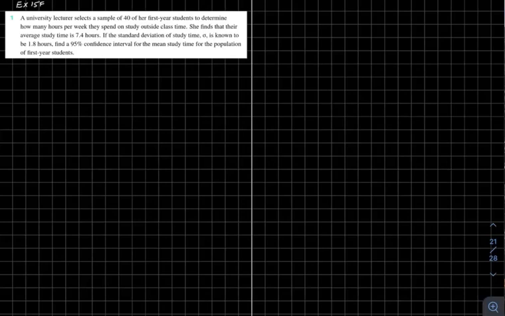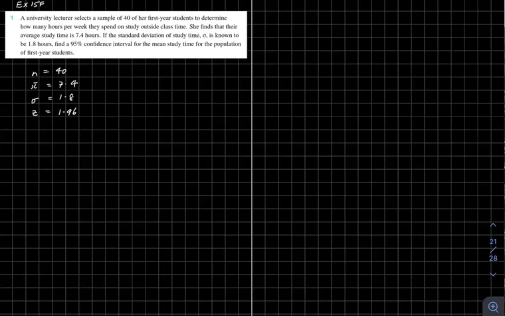So let's write down the information that we're given. Firstly, the sample size is equal to 40. We're also given that the sample mean is 7.4 hours. We are given sigma in this case, so we can use that instead of s. That was 1.8 hours. And we want our confidence interval to be 95%. So that means Z is going to be equal to 1.96. You might start remembering these if you use them often enough.